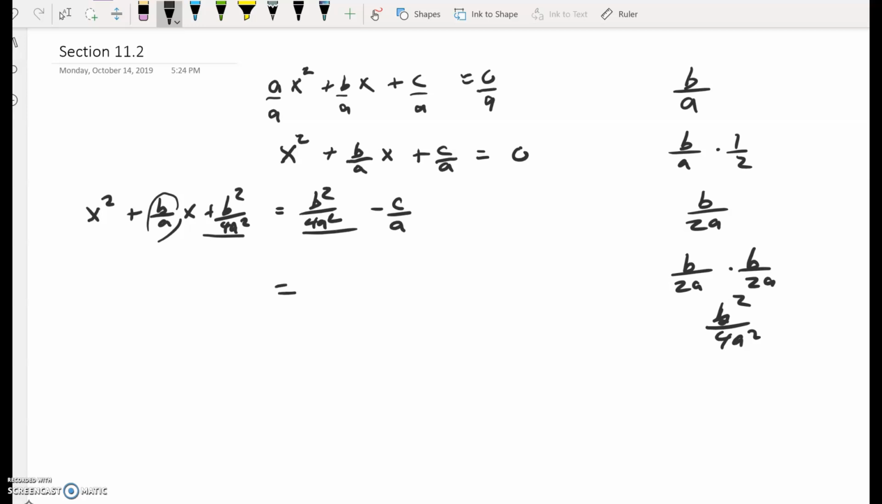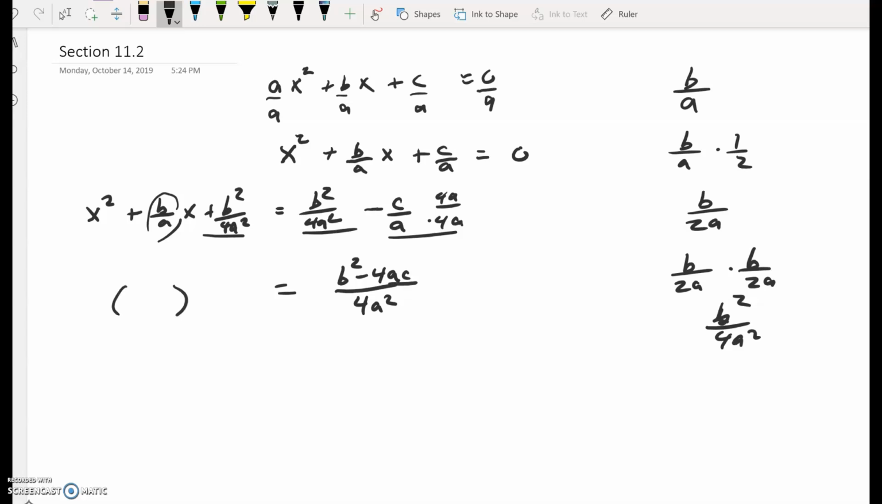On the right-hand side, we're going to need a common denominator for our subtraction, and so it looks like we need to multiply the top and the bottom of this second fraction on the right by 4a. That'll give us 4a squared there, so we're going to have a common denominator of 4a squared, and on the top we're going to have b squared minus 4 times a times c.